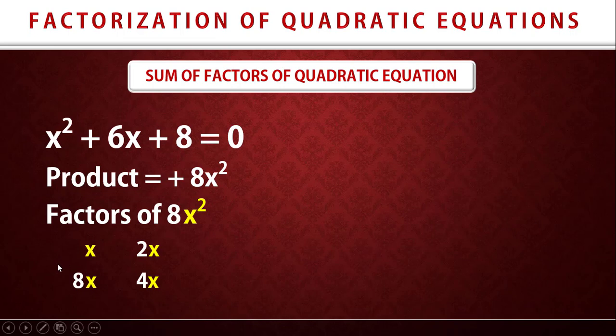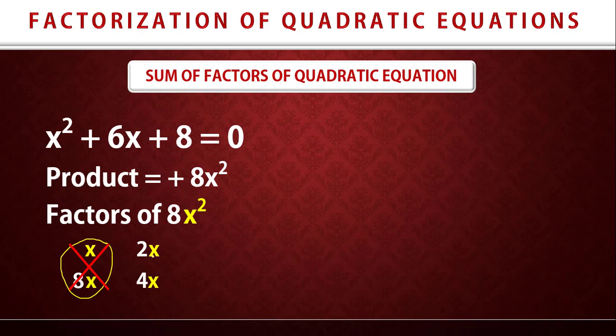What about if we use minus? 8s minus s, that's 8 minus 1 there, that gives us 7s. So is 7s the same thing as what we have here as 6x? No. That means we cannot use this s and 8s.